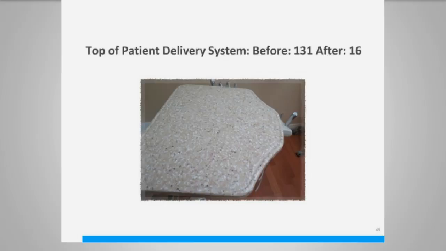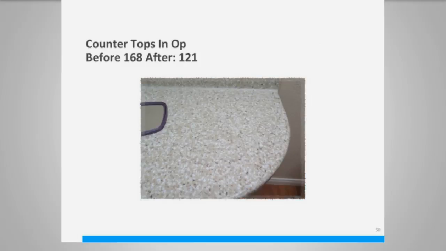This is the top of the patient delivery tray before 116, after 16. You guys are doing a pretty good job with this, getting that particular area taken care of. Really want to encourage you to look at those other areas that we looked at that some people might be skipping. Countertops in the operatory, an average of 168 before and 121 after. Again, I think this is an area that people are skipping.